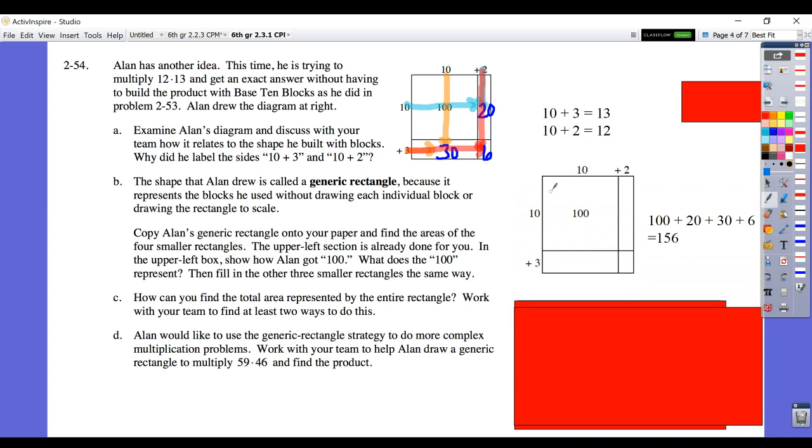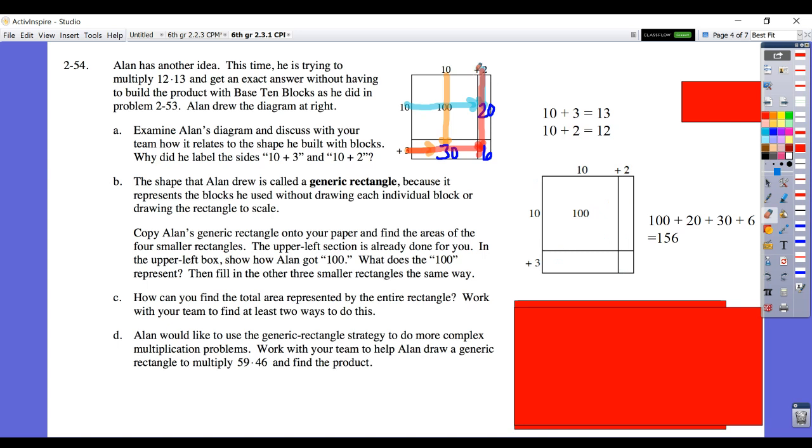And again, that's coming from the 10 by 10 being 100, the 2 by 10 being 20. Okay, again, that's coming from this times this. All right, the 10 times 3 being 30. And that's coming again from this times this. And the 2 times 3 being 6. So adding them all together, we get 156. All right, so that is a method to find the product of 12 times 13.